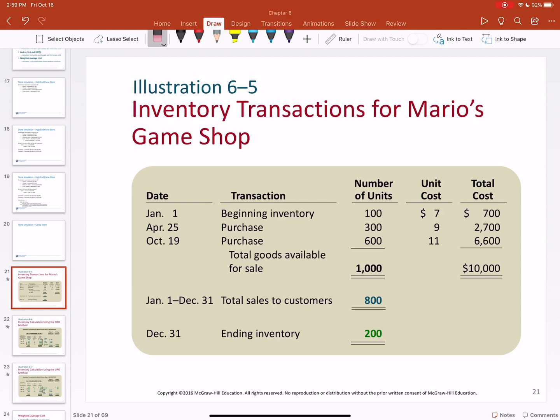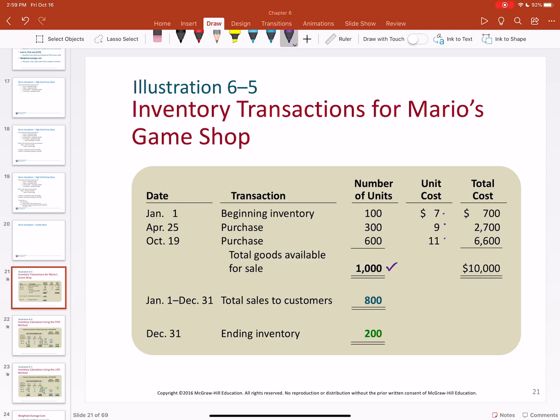I've got 1,000 units available for sale, right? Made up of my beginning inventory and my purchases. I paid different prices for each of these, right? I had $7 unit costs on my beginning inventory. When I did my purchases in April, the cost rose to $9, and on October 19th, the cost rose to $11.